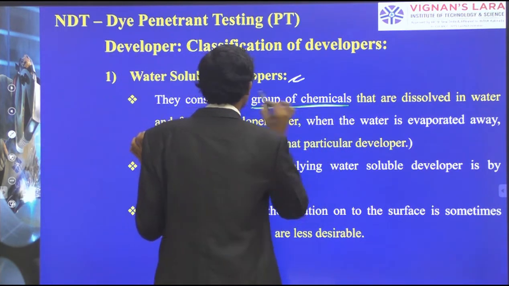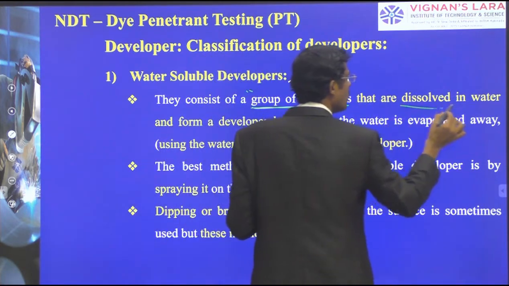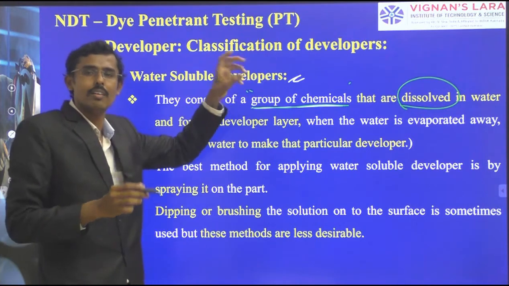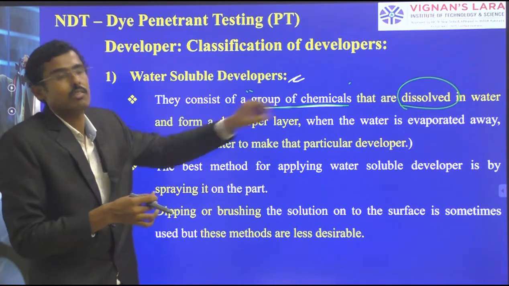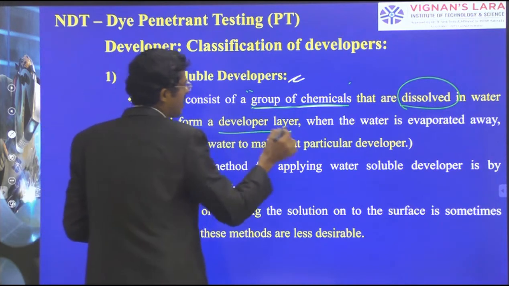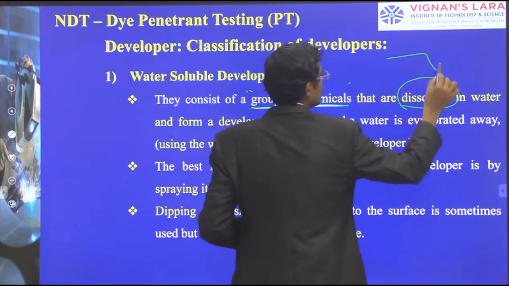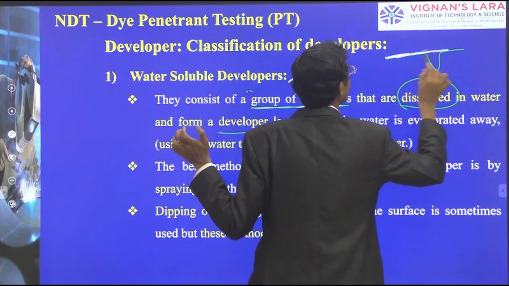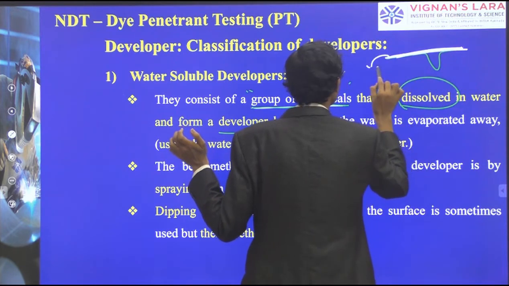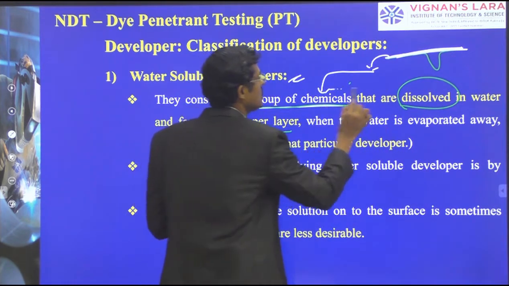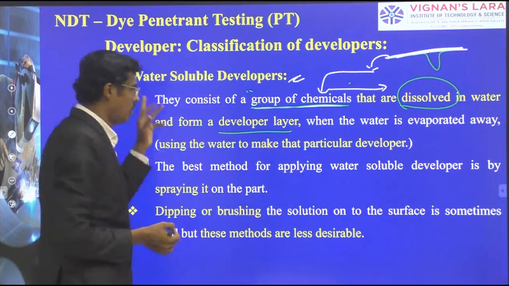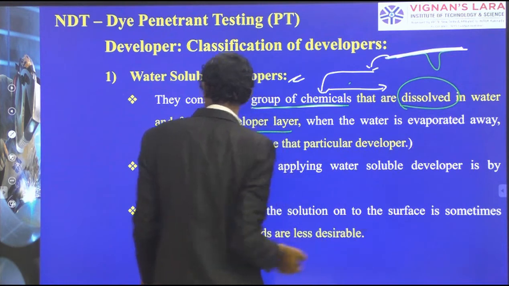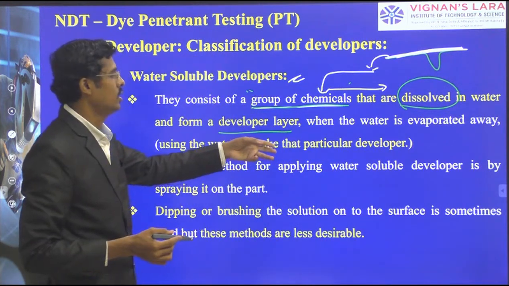A group of chemicals are already dissolved in the water. So it is a water soluble developer, but this water soluble developer has some chemicals inside it which are already dissolved there, and they form the developer layer. This layer, I am talking about this developer layer, contains the chemicals, and it is dissolved and becomes water soluble. When the water is evaporated away, using the water to make the particular developer.